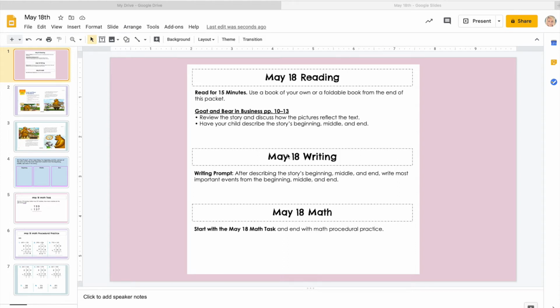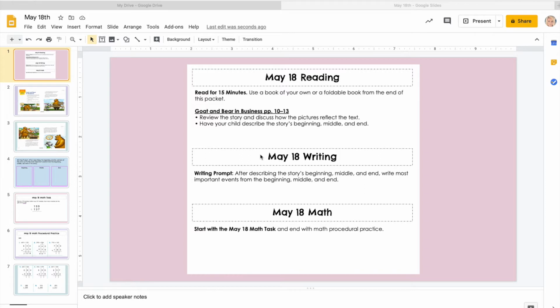Today we are going to be going over the May 18th portion of the distance learning packet, where you're going to be going over some reading. You are going to read for 15 minutes, either using a book of your own or a foldable from the back, or as always, if you have one of those really good online resources for books, you can also use that. We are going to be revisiting the story Goat and Bear in Business, where we're going to be talking about how the pictures reflect the text and retelling the story based on the sequence of events with the beginning, middle, and end of the story.